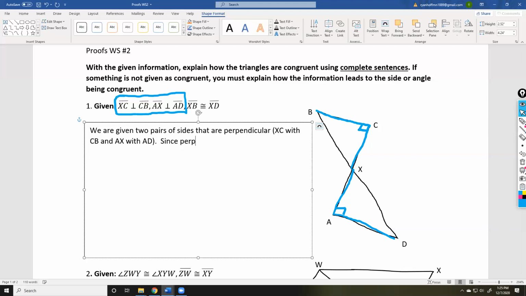Since perpendicular lines create right angles, this means that angle A and angle C, so we're naming which angles they are in the diagram, are right angles. Making them congruent to each other. So that's our first pair of angles.